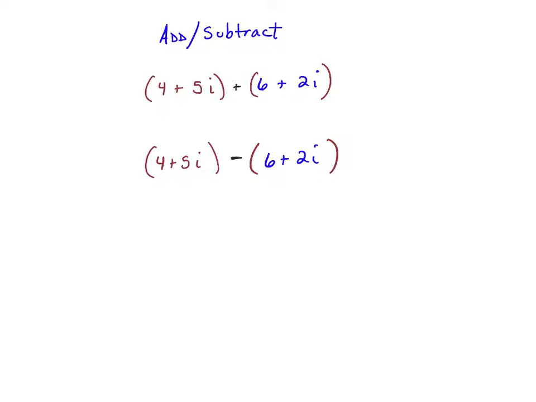And we learned yesterday, and hopefully practiced it in our homework, that we could add and subtract complex numbers. So I have a complex number here, 4 plus 5i, and I want to add it to another complex number, 6 plus 2i. To add them, we always just add the real parts together. So 4 plus 6, that would give us 10. And then we add the imaginary parts together.